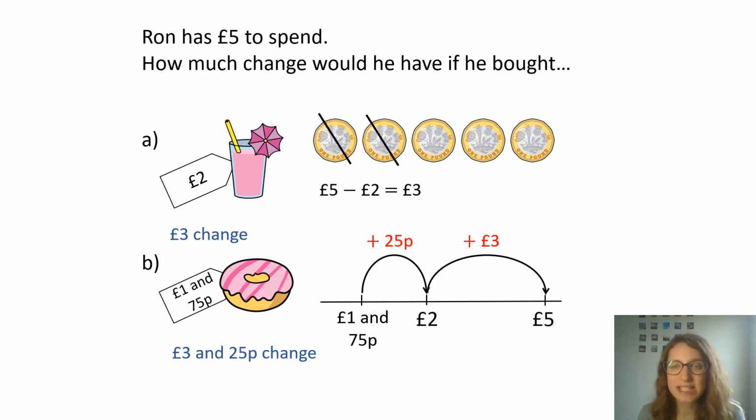So hopefully you can see there's two different ways you can do working out the change. You can either subtract like we did on that first one, or count on and add like we did on the second version. Okay, so it's about choosing the method that works best for you or for the amount you're given, because it might vary depending on your amount. Okay, let's try some more.